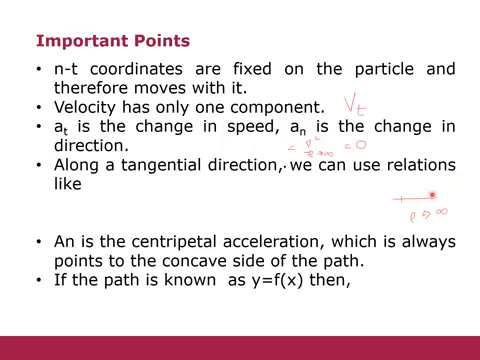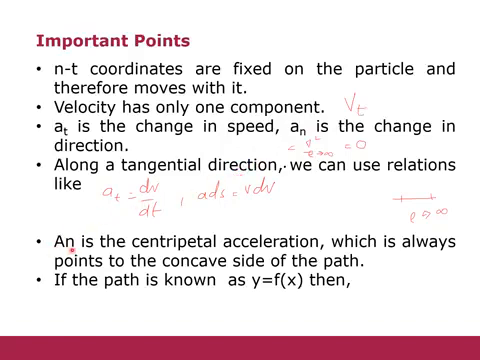So along the tangential direction, a_t is equal to dv by dt, and it is the rate of change of speed. That is why we can use all the relations which we have studied in rectilinear kinematics, like a ds is equal to v dv, and all the relations we studied for constant acceleration. All of these can be used while calculating the acceleration in the tangential direction.